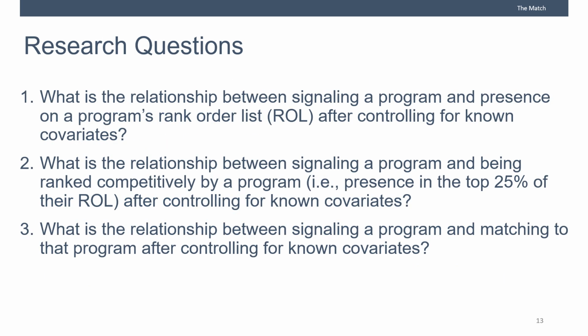Our research questions are: 1. What is the relationship between signaling a program and presence on a program's rank order list after controlling for known covariates such as USMLE score and applicant type? 2. What is the relationship between signaling a program and being ranked competitively by a program, that is, existing in the top 25% of their rank order list after controlling for known covariates? And 3. What is the relationship between signaling a program and matching to that program after controlling for known covariates?